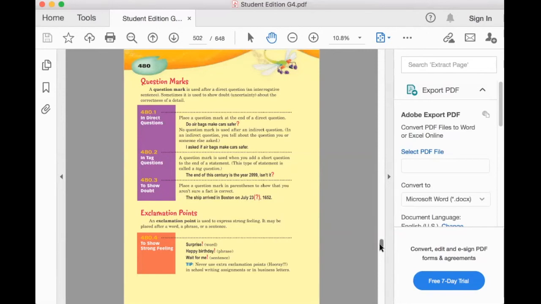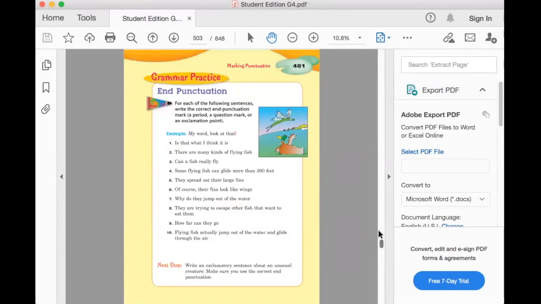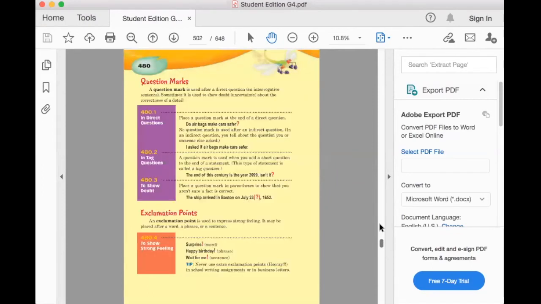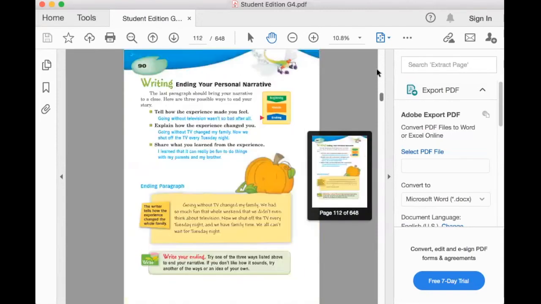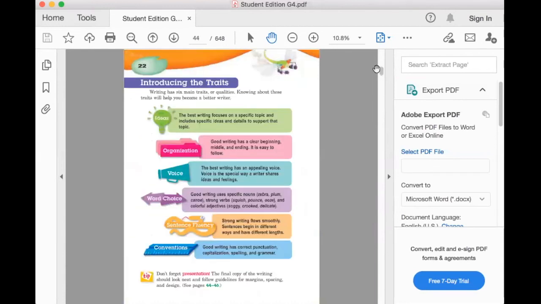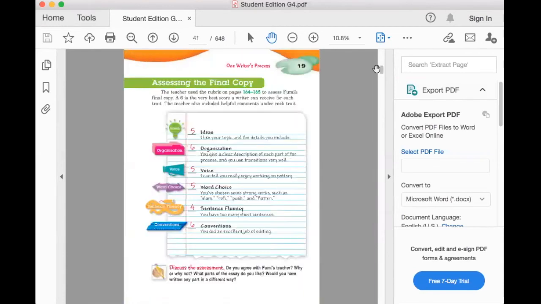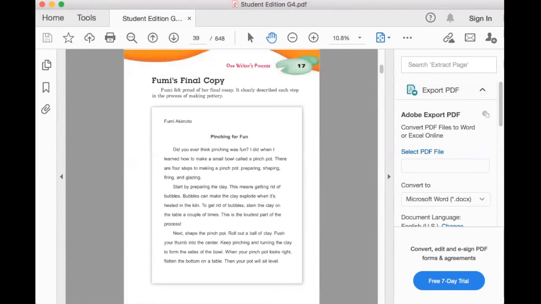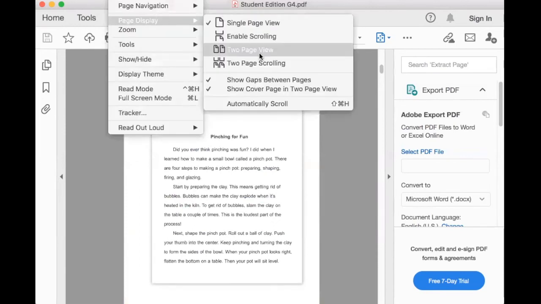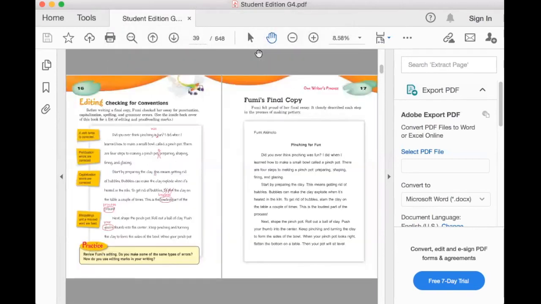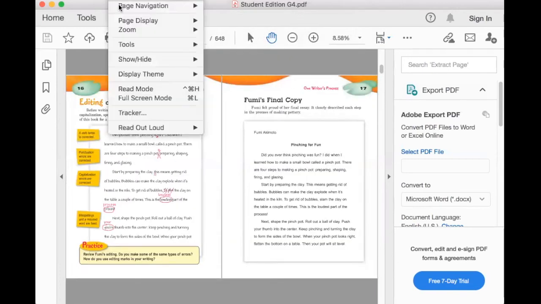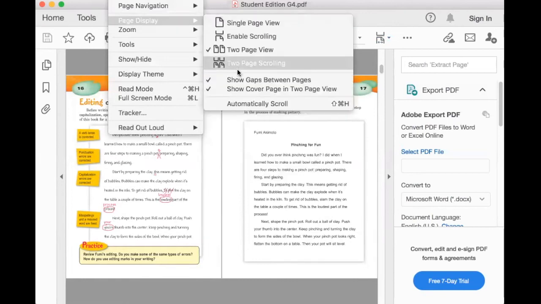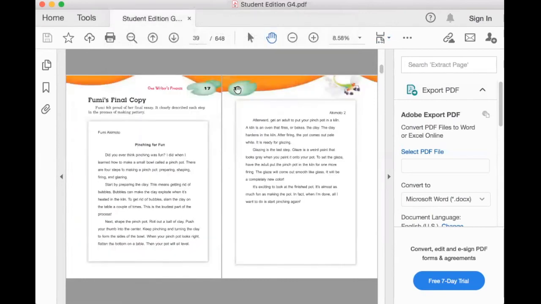All right, let's go back up to our page. Well, let's see, I think we have one more in punctuation. No, that's end punctuation. Let's go back up to our pages, which are page 16 and 18. And let's continue looking at Fumi's work and how she's doing that. Let me go to page display, show cover. There you go. So this is Fumi's final copy.